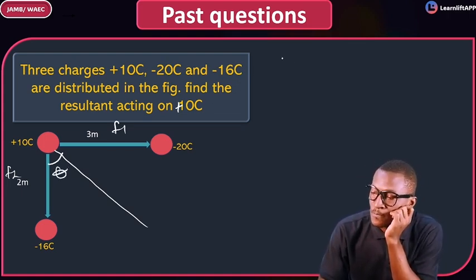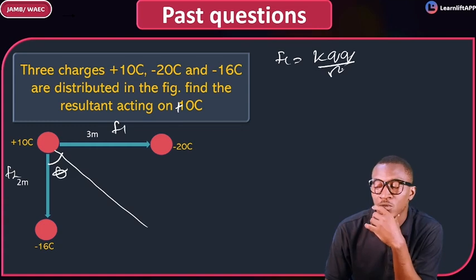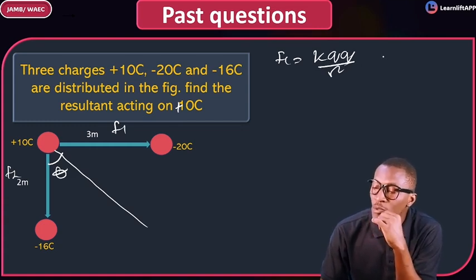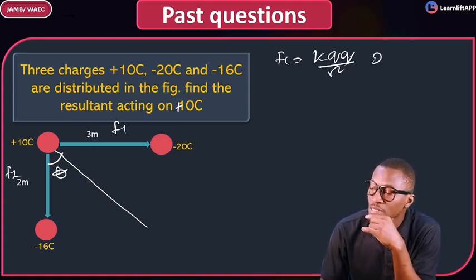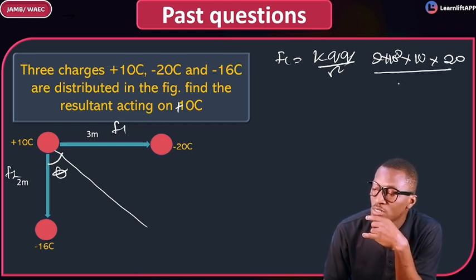So what will be F1? F1 will now be equal to KQQ all over R squared. So F1 will now be equal to K, that's 9 times 10 raised to power 9, times 10 and 10 times 20, all over what's the distance?